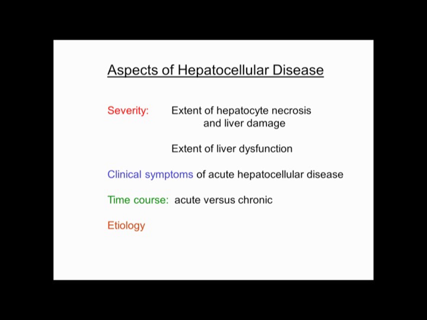So the aspects of hepatocellular disease you need to think about, aside from the name of the disease, is what's the severity? How bad is the necrosis and damage that's going on? And is it going on at a rapid rate and may destroy the whole liver in a brief period of time, or is it slow and steady? How much liver function is left? You can also assess the clinical symptoms. How sick are people? The time course, is this acute or chronic? And then you want to determine the etiology so that you can see if there are treatments available, predict the natural history, things like that.